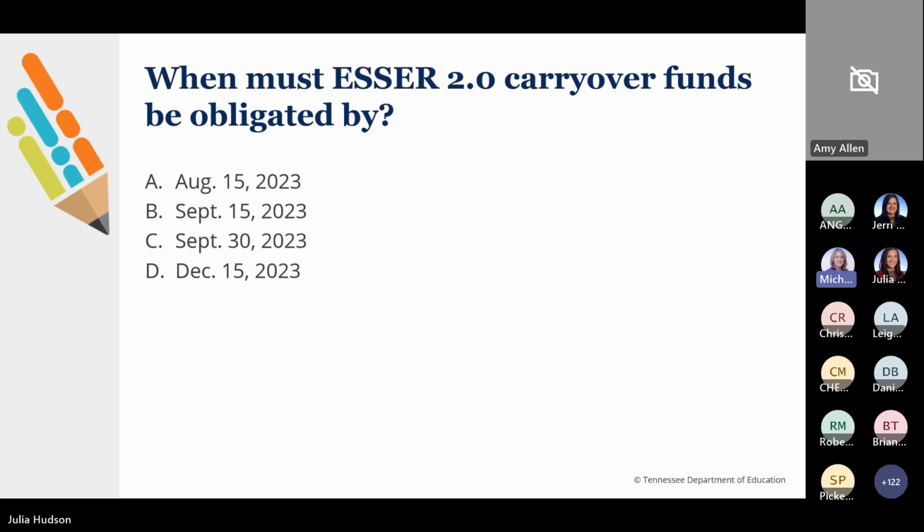Next question. When must ESSER 2.0 carryover funds be obligated by? A, August 15th, 2023, B, September 15th, 2023, C, September 30th, 2023, or D, December 15th, 2023. All right, I see a lot of C's, and that is correct. It is September 30th, 2023.